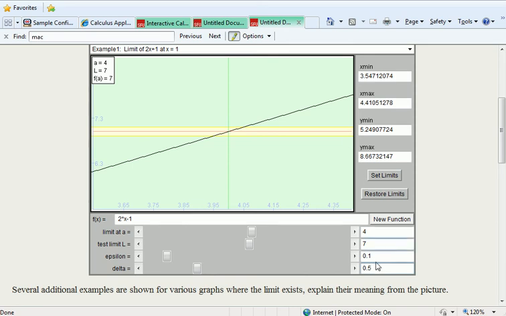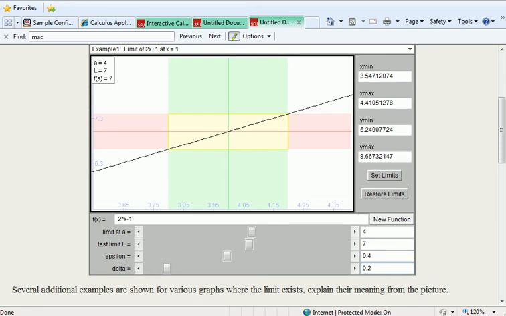So for example, if I was to try this one, let's say you wanted to be within 0.4, then in this example, I'm going to need to be within 0.2 of the value of 4 to get me within 0.4 of the value 7. So the game is trying to figure out, I don't have to go right to 4. How close do I have to go to 4?